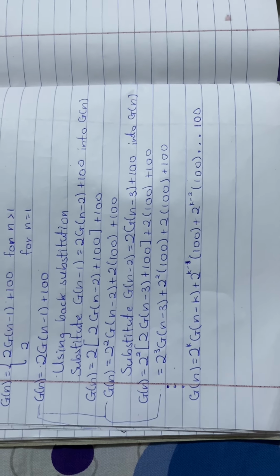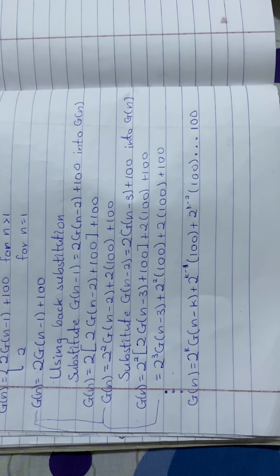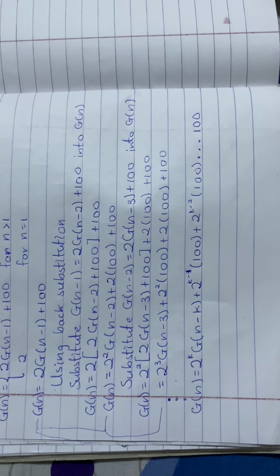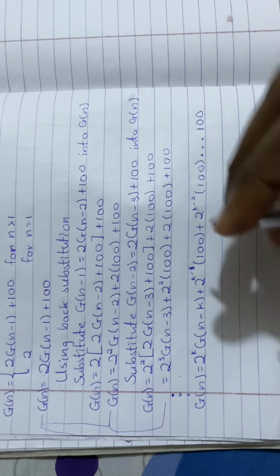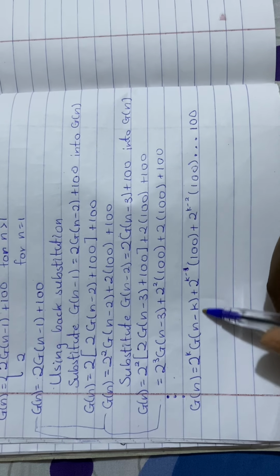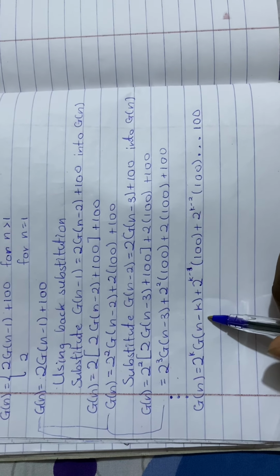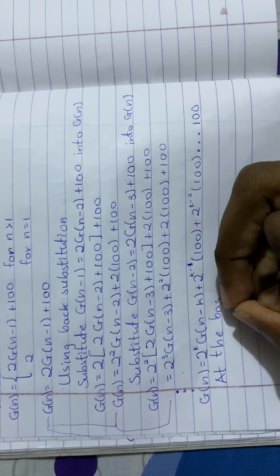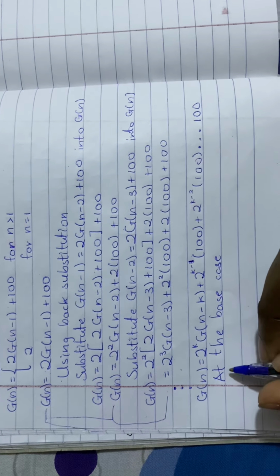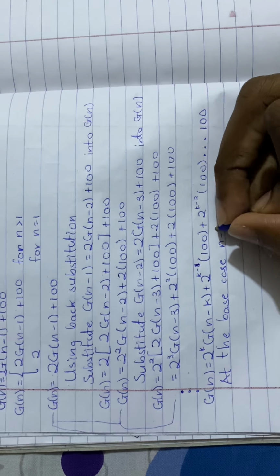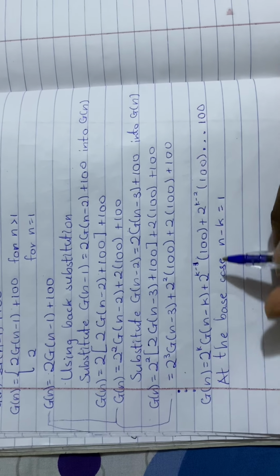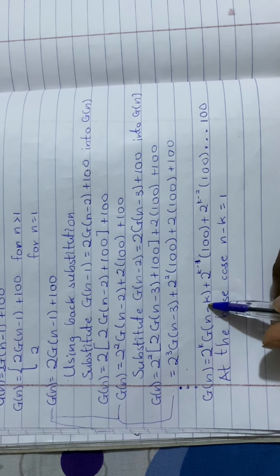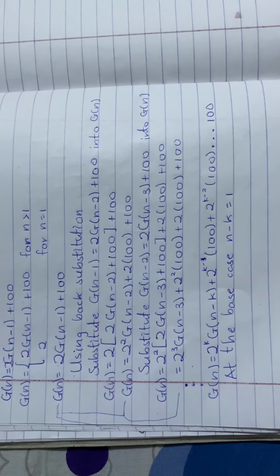And we know that at the last iteration, that is the base case. We know that for recursive functions, they end at the base case. So at the base case, we know that g of 1 is 2, and to make it g of 1, we have to equate n minus k with 1. So at the base case, n minus k equals 1, so that we can get g of n minus k to be g of 1.